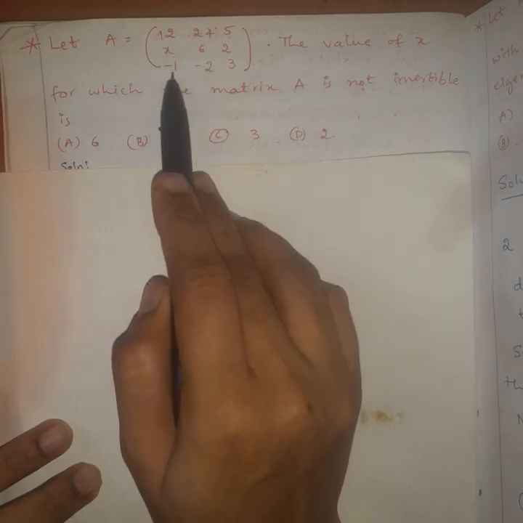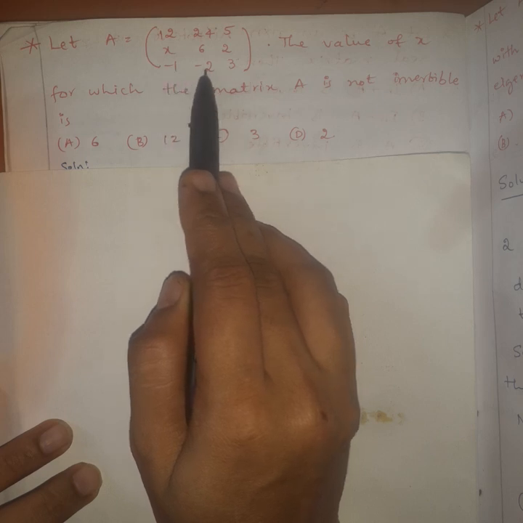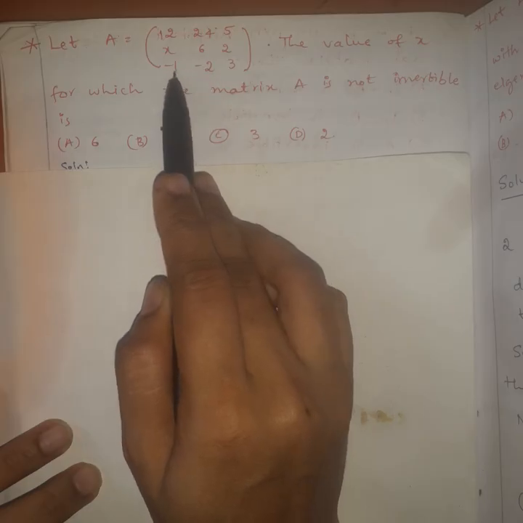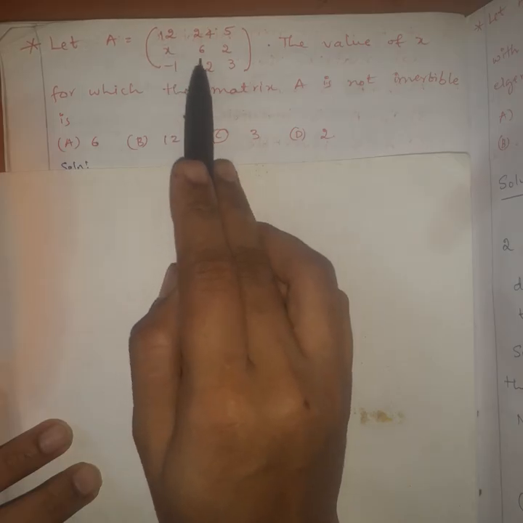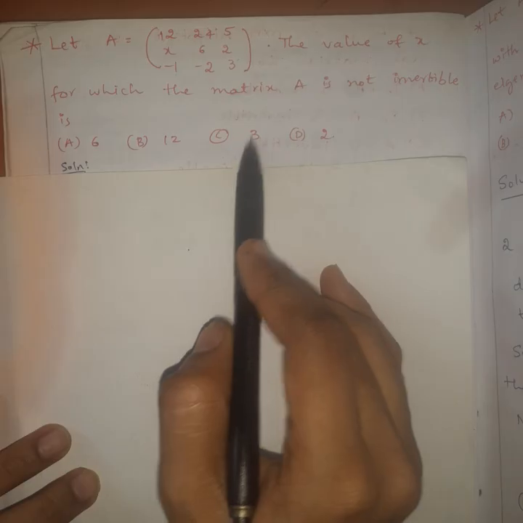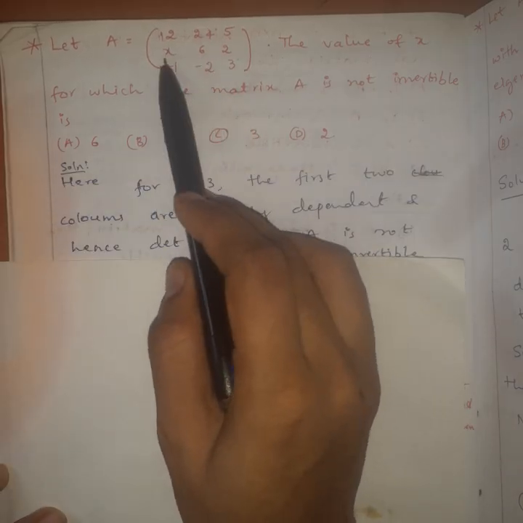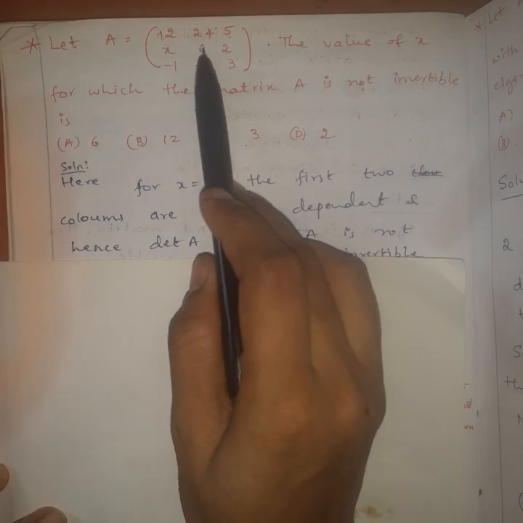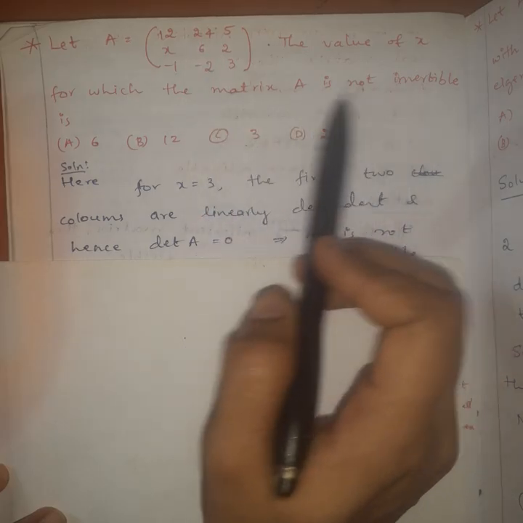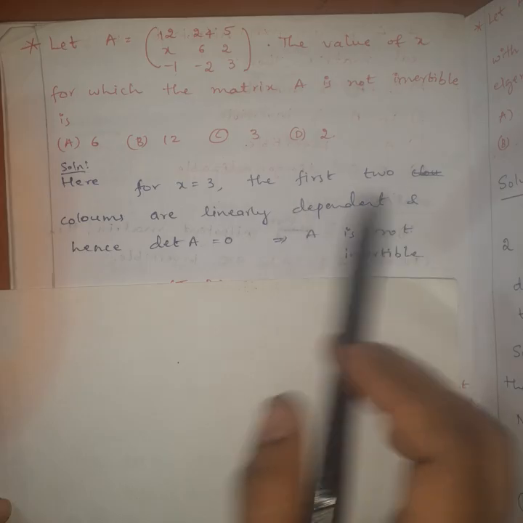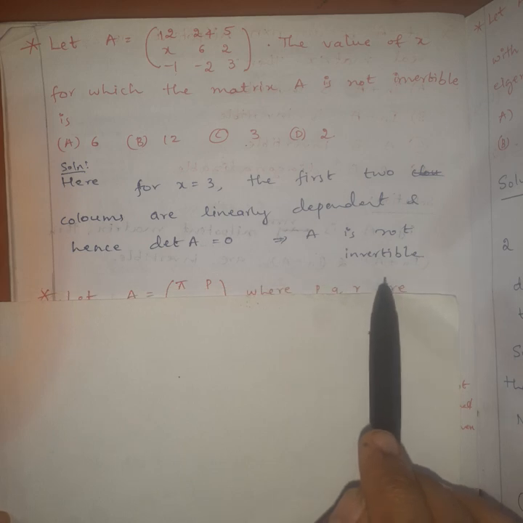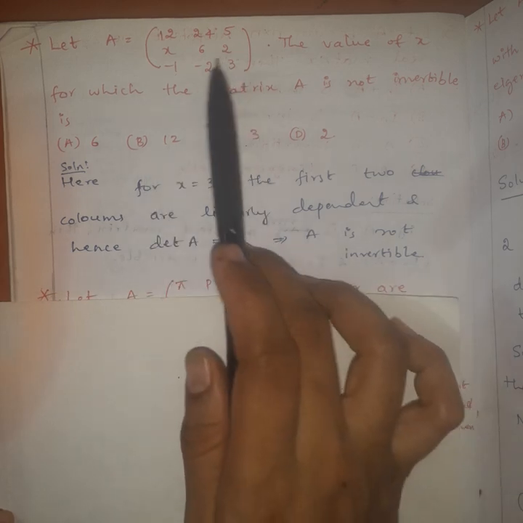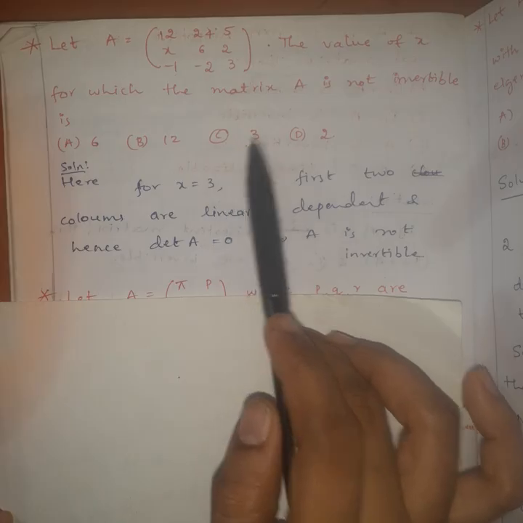And here in the third row, first column, the first entry is minus 1, and in the third row, second entry is minus 2. So this entry is obtained by multiplying the first entry by 2. Therefore x will be 6 by 2, which is 3. If the value is 3, then the two columns are linearly dependent and its determinant will be 0, and A is not invertible. So for x equal to 3, the first two columns are linearly dependent and hence the determinant is 0, therefore A is not invertible. So the value of x is 3. Without calculating the determinant, we can find the value.